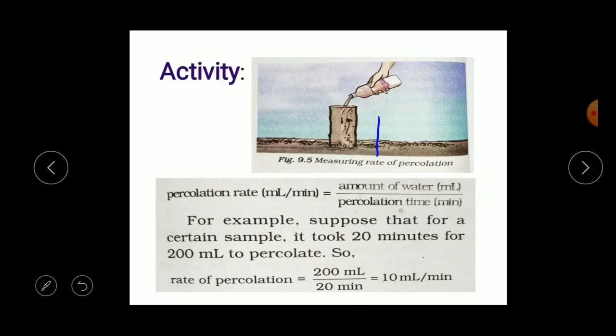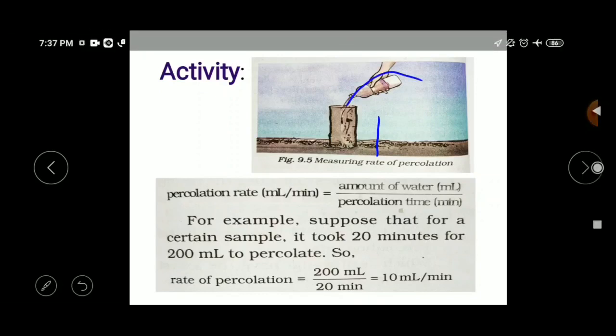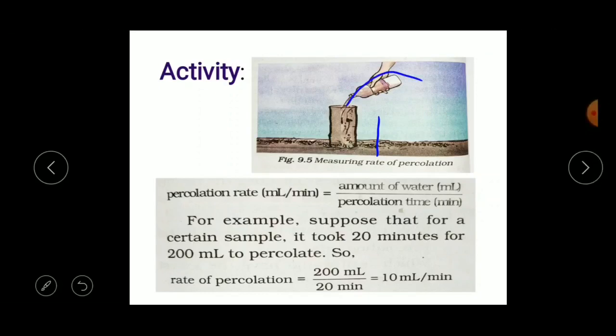Now note the time when you start pouring the water. When all the water has percolated, leaving the pipe empty, again note down the time. Now let us calculate the rate of percolation by using the formula. What is that formula? Percolation rate is equal to amount of water divided by percolation time.